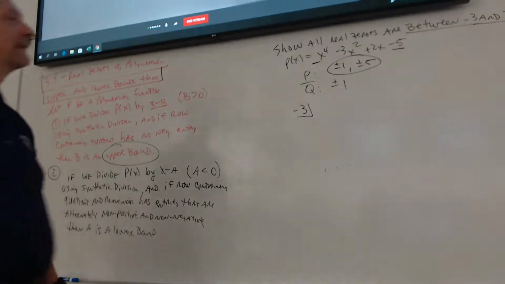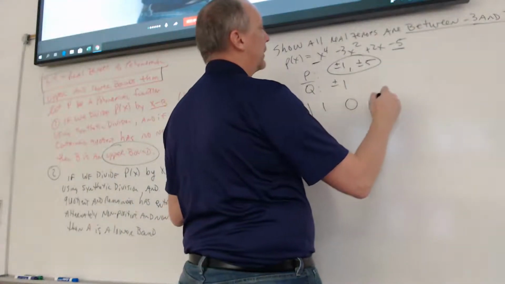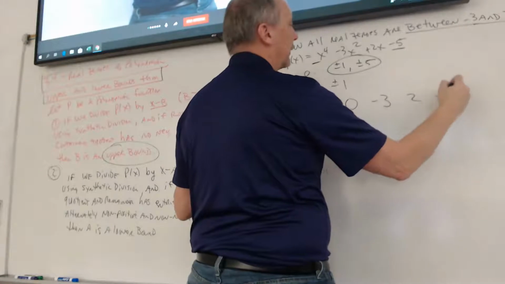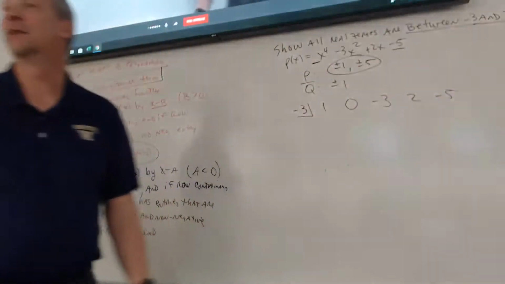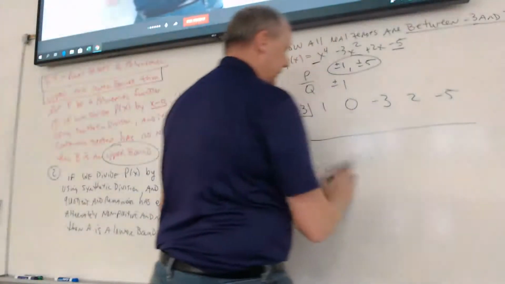Okay, one would be 1, 1, 0, 0, -3, -3, 2, 2, -1, -5. I'm impressed that you remembered the 0. Good job. Okay? All right, now do this down. So we're going to add down.